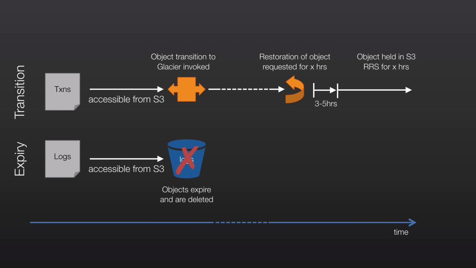Objects will be restored and held in S3 RRS for the specified period that you make when you make the retrieval request, and once that period's run, the objects will be deleted from RRS and will continue to be held in Glacier until they either expire due to a lifecycle policy or you issue a deletion request via the API. So you do have this mechanism for managing data long term using Glacier, which can significantly reduce the costs of managing large data volumes by virtue of that automated expiration process that's available to you.